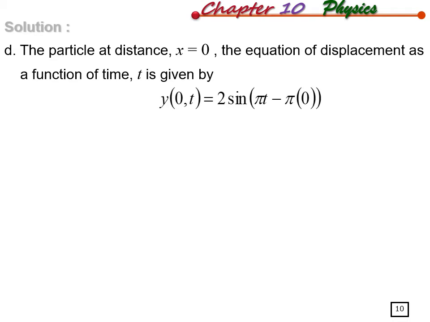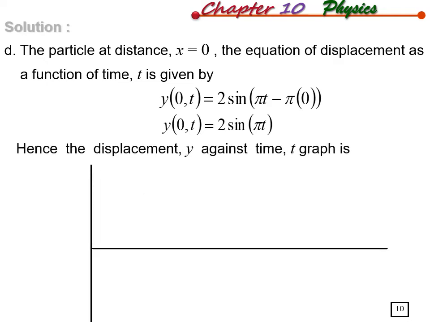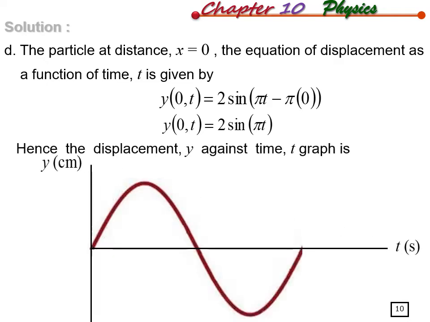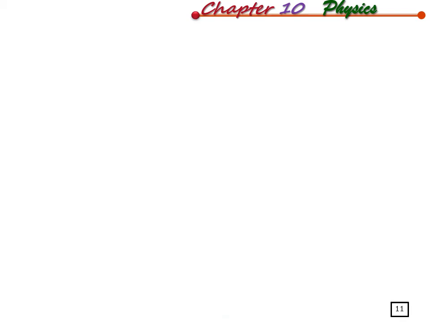Okay, and then for part d, x is given as 0, so replace in, then determine the equation. You'll end up with 2 sine pi t. So plot the graph: amplitude will be 2 and negative 2, with no initial phase, so you start from 0, and you have one complete oscillation over here. The range is given for one complete oscillation.